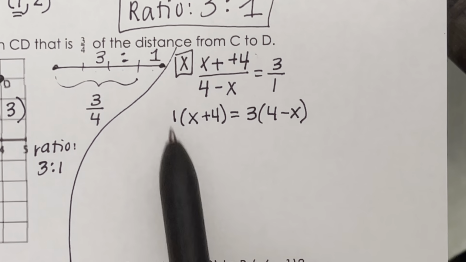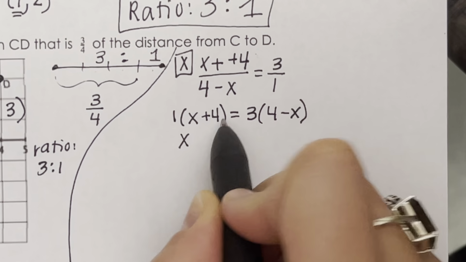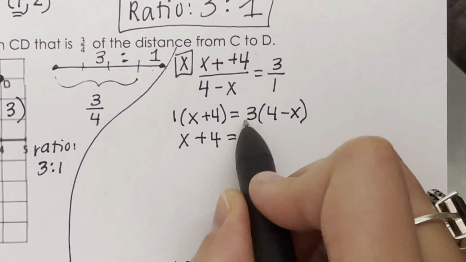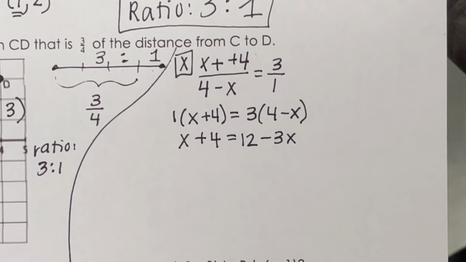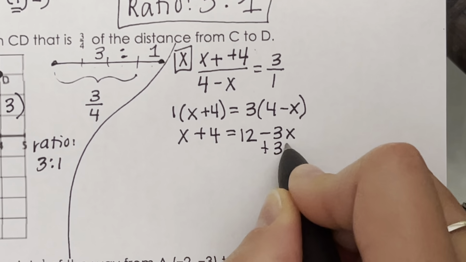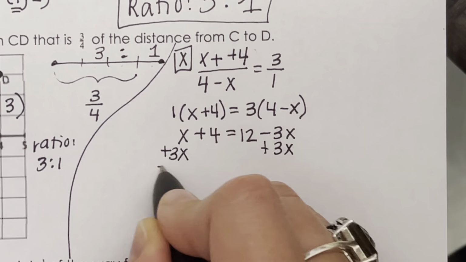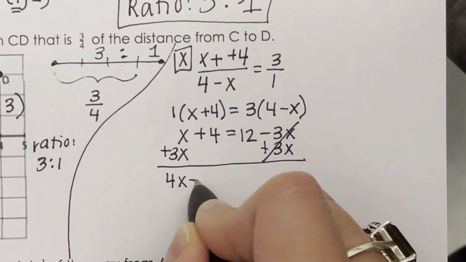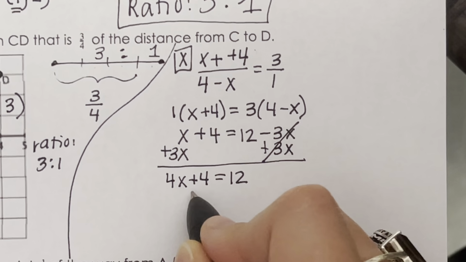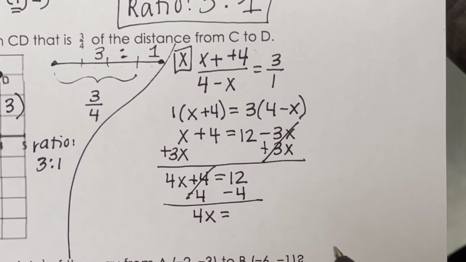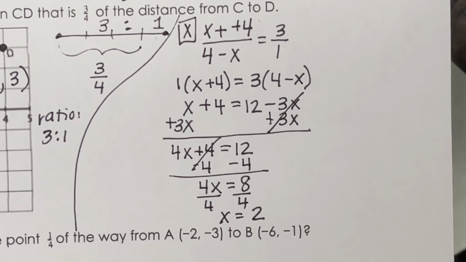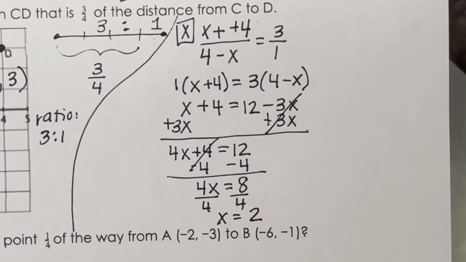I'm going to do my distribution here. 1 times x is x. 1 times 4 is 4. 3 times 4 is 12. 3 times -x is -3x. Now just a little bit of algebra. Get all my x's to the same side. I'm going to add 3x to both sides. I get 4x plus 4 equals 12. Subtract 4 from both sides to get the variable by itself. 4x equals 8. Divide both sides by 4. I get x equals 8 divided by 4, which is 2. So my first coordinate for the x is x equals 2.